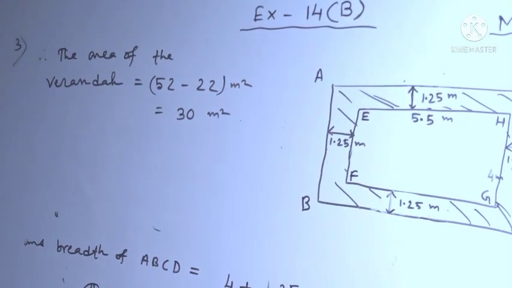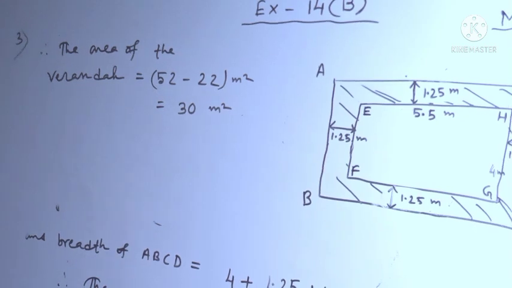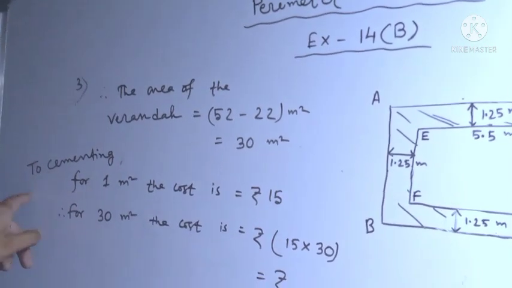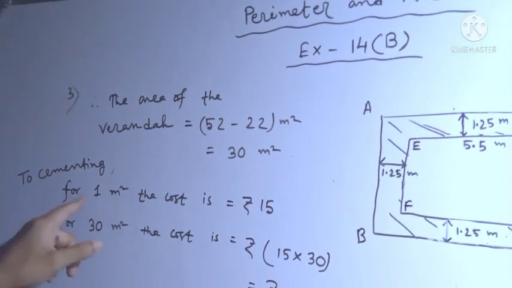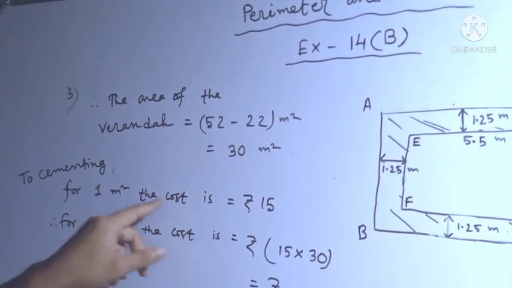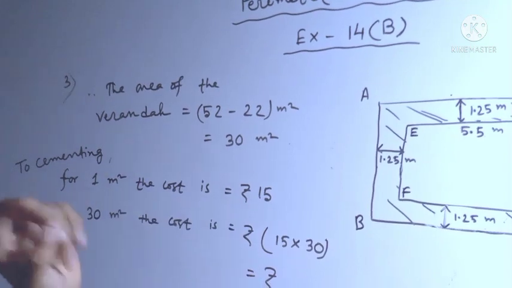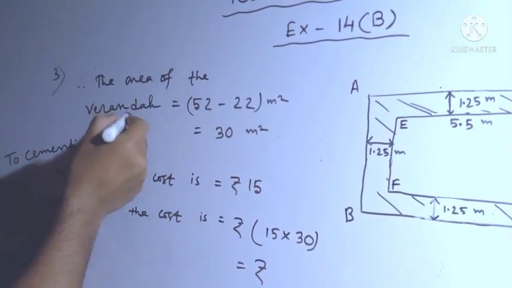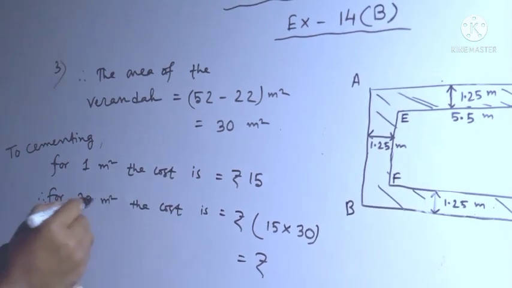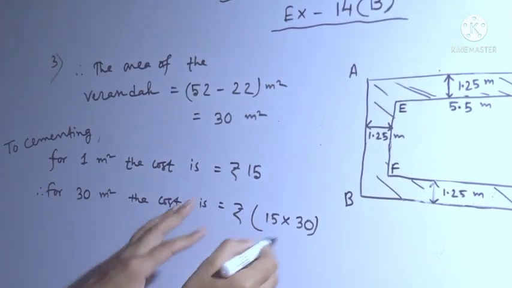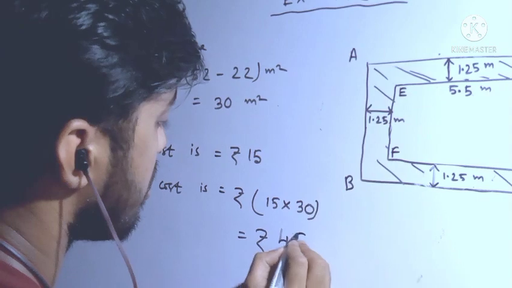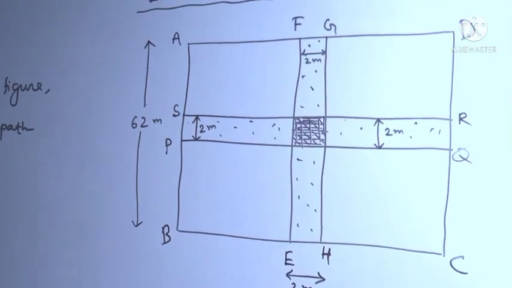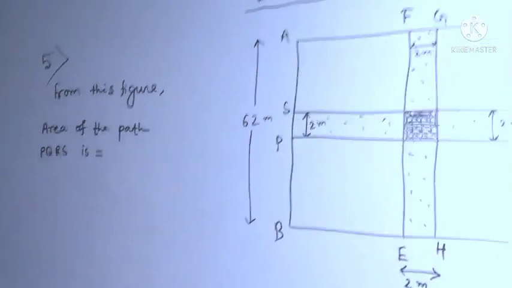Now we have to find the cost for cementing the veranda, okay. Now to cement the veranda for 1 meter square, the cost is rupees 15. Therefore for 30 meter square, because area of the veranda is 30 meter square, so for 30 meter square the cost is rupees, we have to multiply just, so we will get 450 rupees, okay. This is the answer.